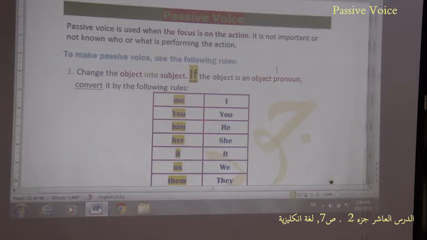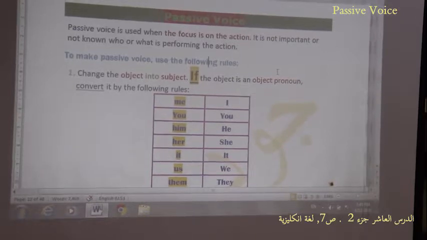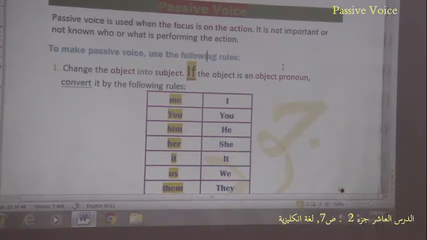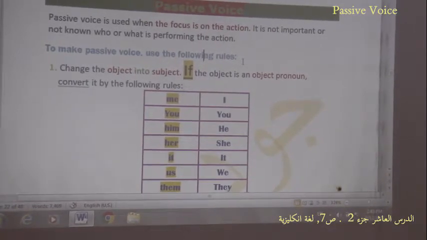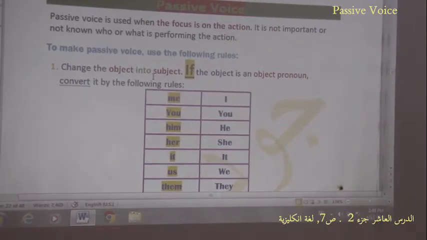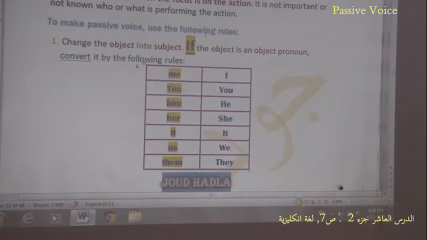Today we are going to continue about passive voice. But before doing that, I'll revise the information which we discussed earlier. So don't forget the three basic rules to make passive in English. The first one is to change the object into subject. So the first rule to make passive, dear students, is to change the object into subject.